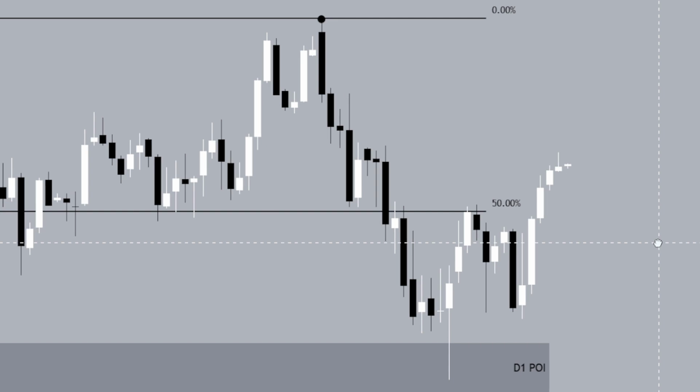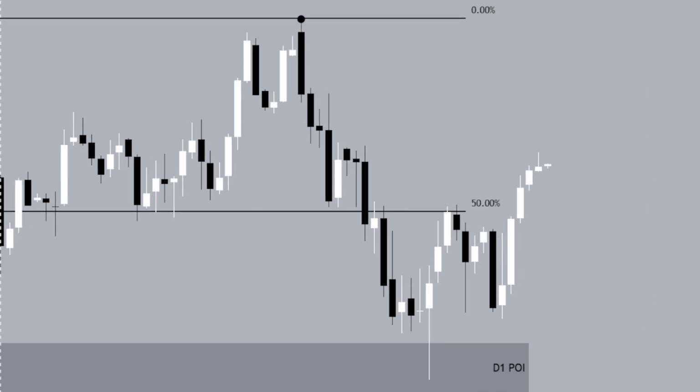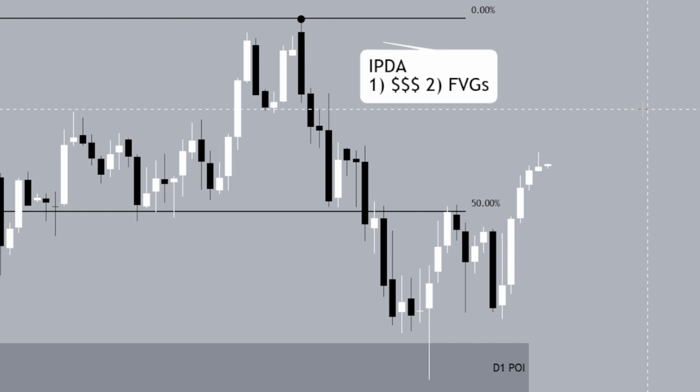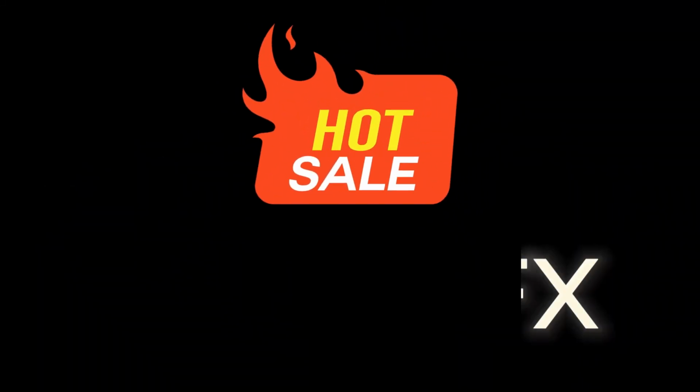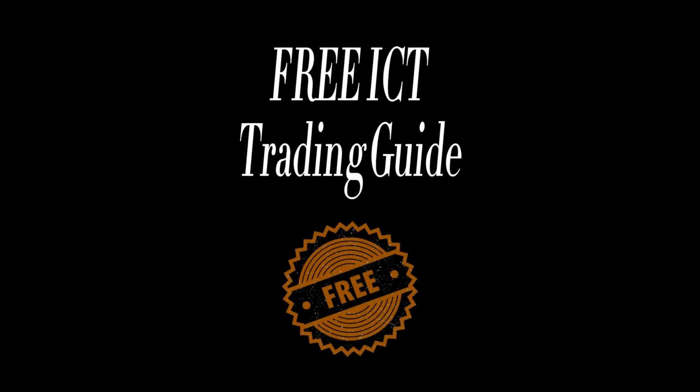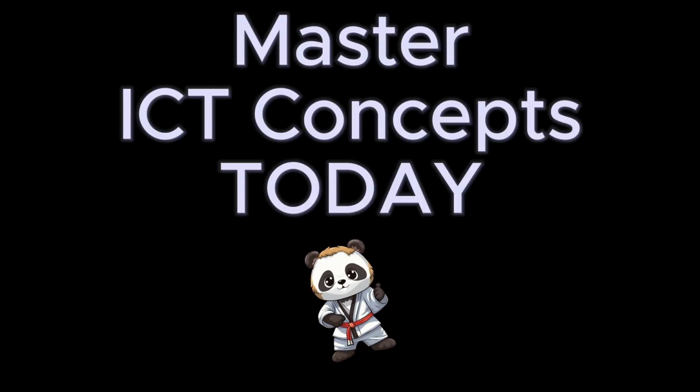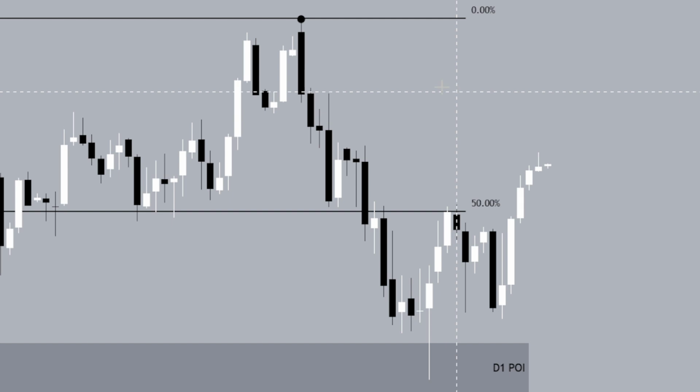Well, price moves up for two reasons, right? According to the interbank price delivery algorithm, price will move up for two reasons. The first reason is simply to target liquidity. And the second reason will be to fill inefficiencies or fair value gaps, right? These are the two driving factors as to why the market will move up or move down.